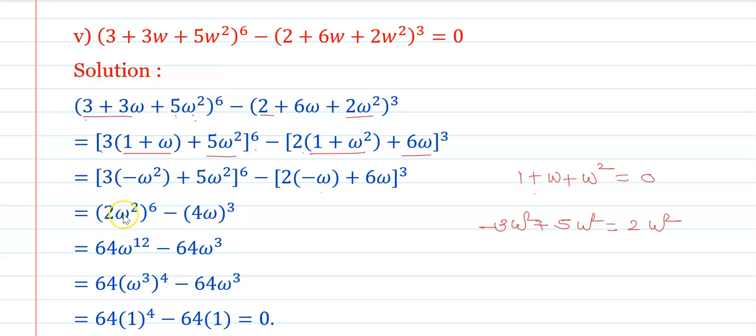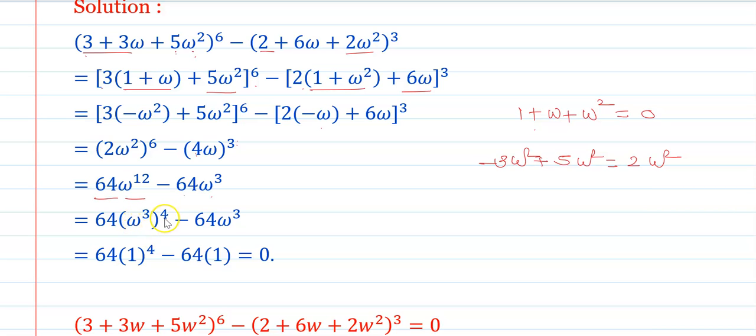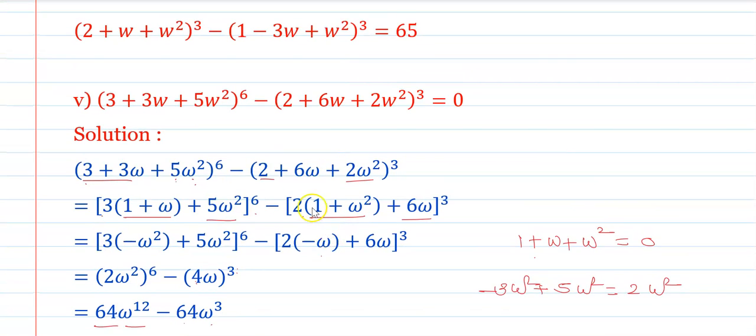That is (2ω²)⁶ means what? 2 raised to 6, you will get 64, and this is ω¹². (4ω)³, 4 raised to 3 means what? 64ω³. Okay. Next, ω¹² कसा लिहिणार? (ω³)⁴ minus 64ω³. ω³ means what? 1. 1 raised to 4 minus 64 into 1. Okay. म्हणजे इथे किती मिळेल तुम्हाला? First is 64 minus 64 and overall it is 0. And hence the value of this expression is 0. And hence it is a proof.